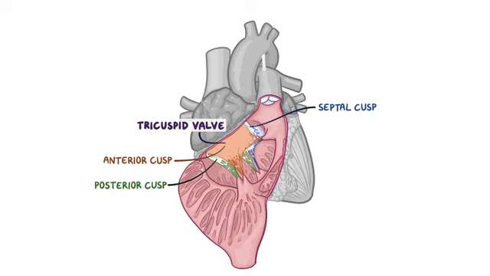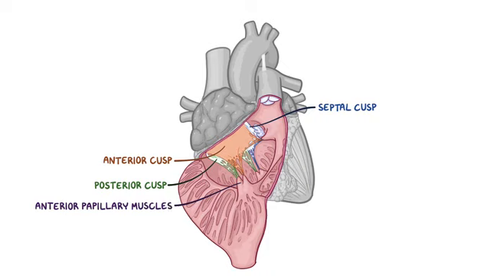The base of each cusp is attached to a fibrous ring, while the free edges of the cusps are attached to tendinous cords called the chordae tendineae. These chordae tendineae anchor the leaflets to the papillary muscles, which are projections of the right ventricle. The anterior papillary muscle is the largest one and arises from the anterior wall of the right ventricle. Its chordae tendineae attach to the anterior and posterior cusps of the valve. Then there's a posterior papillary muscle that arises from the inferior wall of the right ventricle. Its chordae tendineae attach to the posterior and septal cusps.